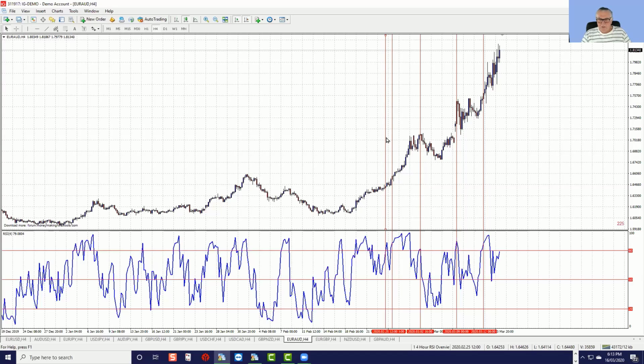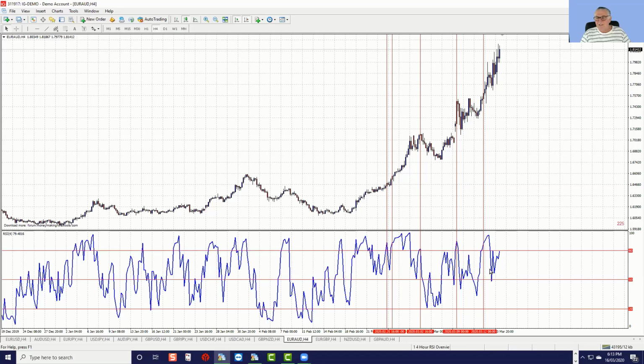All right. So there's your entry. You'd enter there. You'd enter a buy there. Buy there. So when would you exit? You would exit when the RSI touches the oversold again.